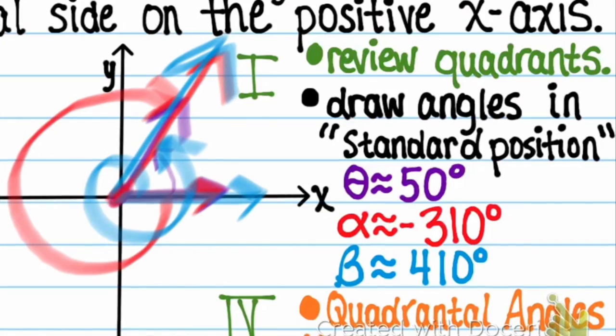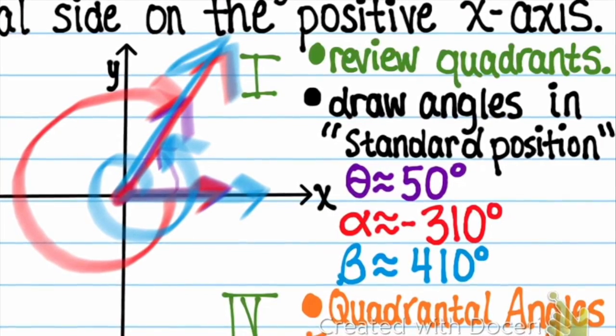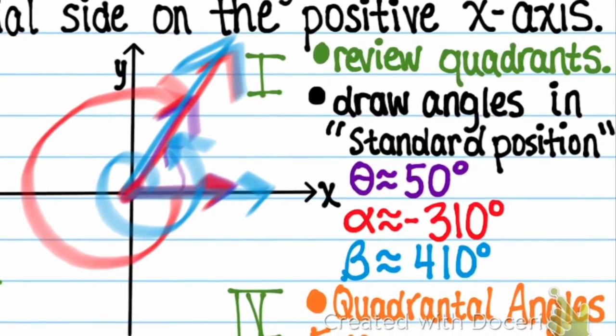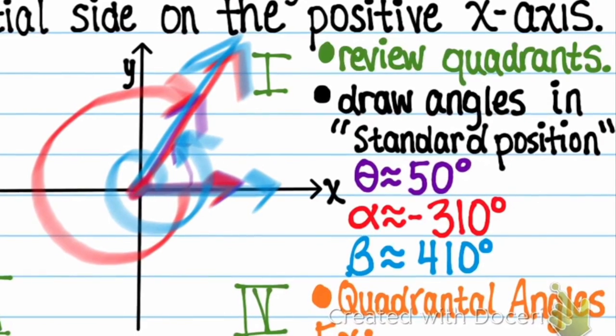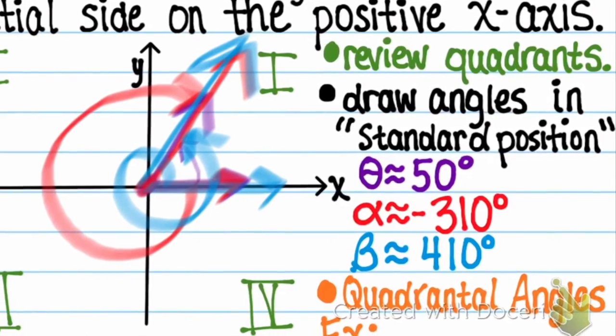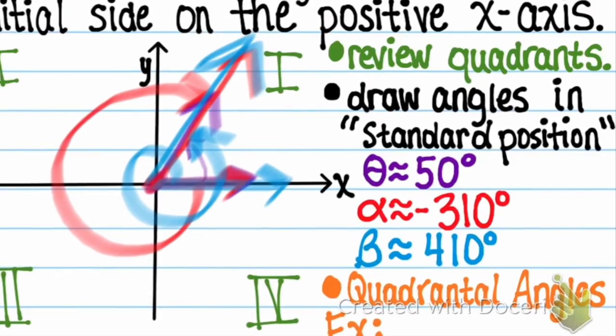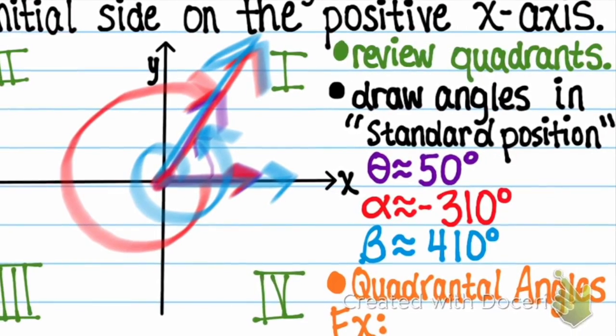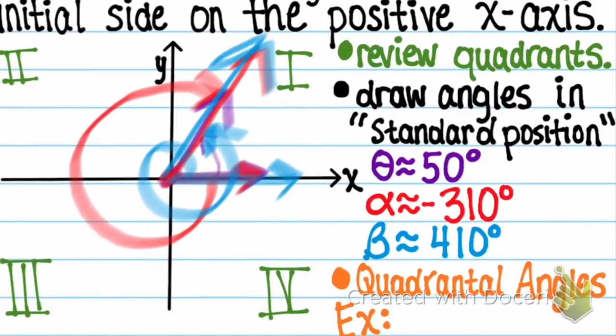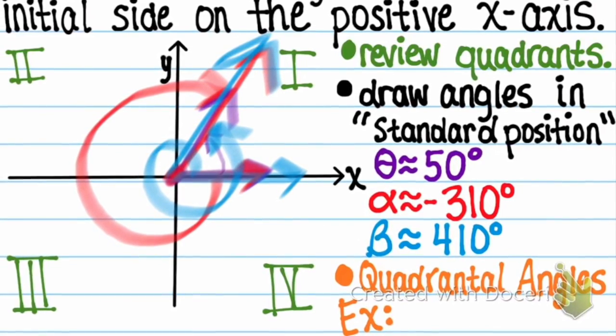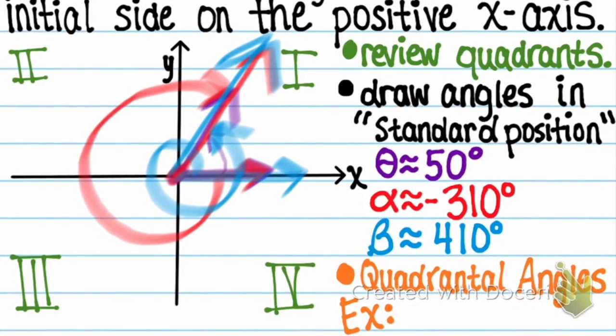The last thing we're going to talk about on this page is something called quadrantal angles. Quadrantal angles are the angles that are not in a quadrant. Quadrantal angles are the angles that separate one quadrant from another. That means our quadrantal angles are going to be multiples of 90 degrees. 90, 180, 270, 360, even 900 degrees would qualify as a quadrantal angle.